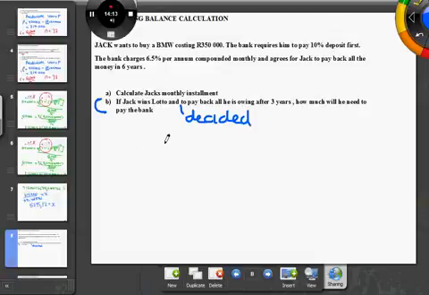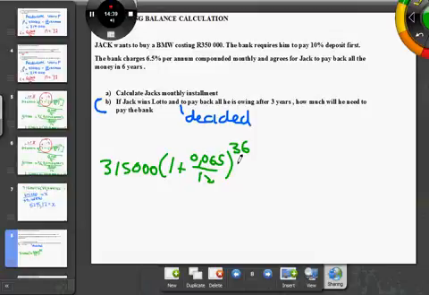So the bank will take its original loan, which is 315,000, and it will give it interest for 3 years, which is 36 months.